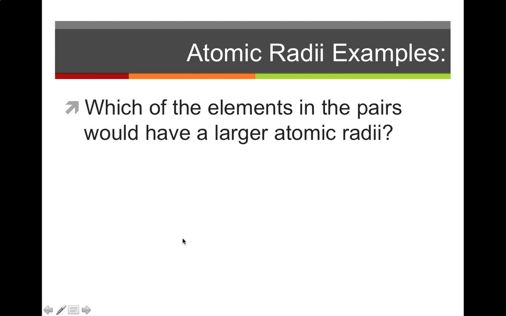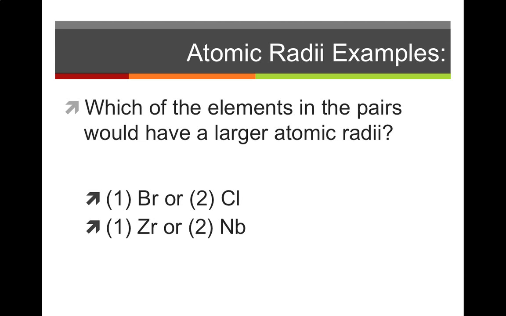Some examples. Which of the elements in the pairs would have the larger atomic radii? I look at my periodic table and I find bromine and chlorine, and I see that bromine is lower than chlorine, and they're in the same column. So that must mean that it is going to be larger than the chlorine.